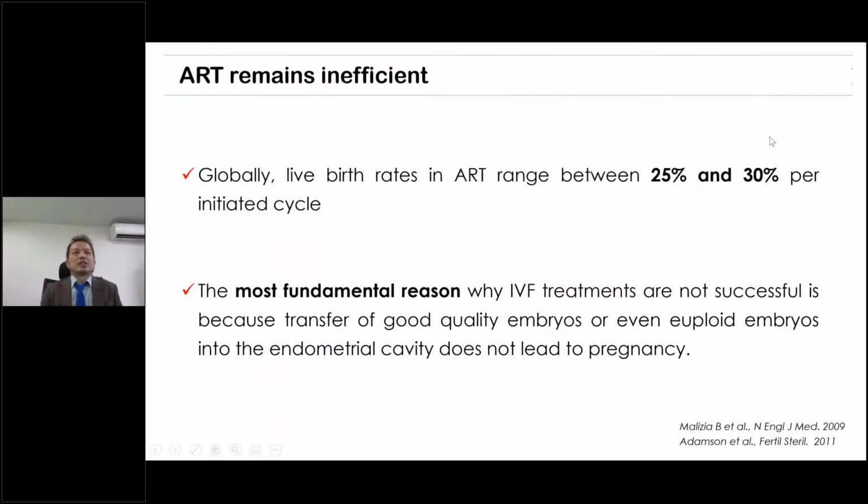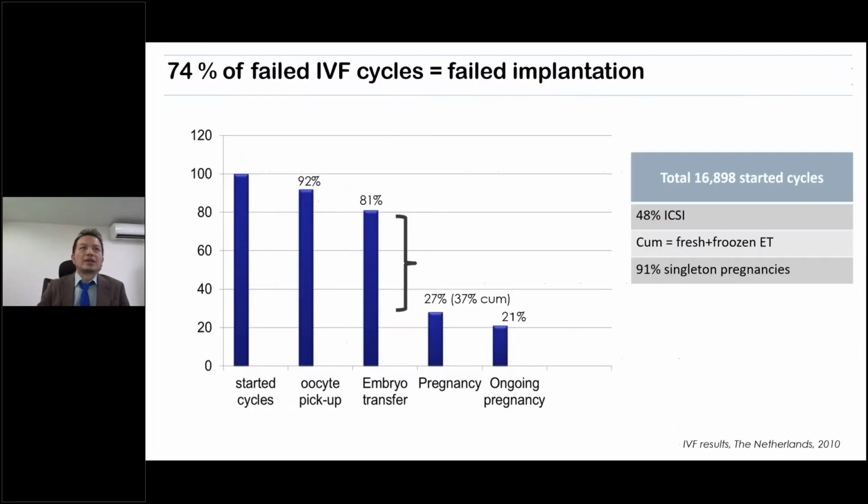So globally, the live birth rates in ART range from 25% to 30% in every initiated cycle. And the most fundamental reason is that implantation is a big issue, right? As you can see, this is data from the Netherlands about 10 years ago, and 74% of the failed IVF cycles are due to failed implantation. So implantation is a big issue when we perform ART.